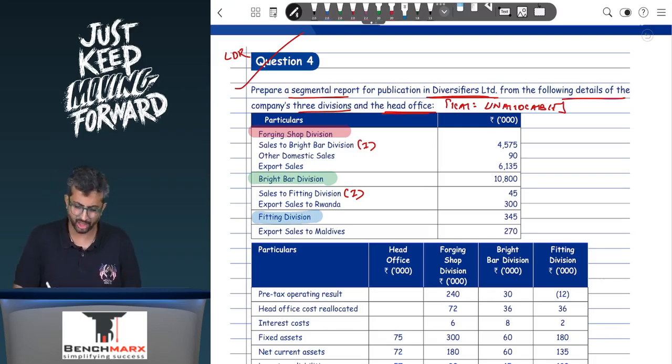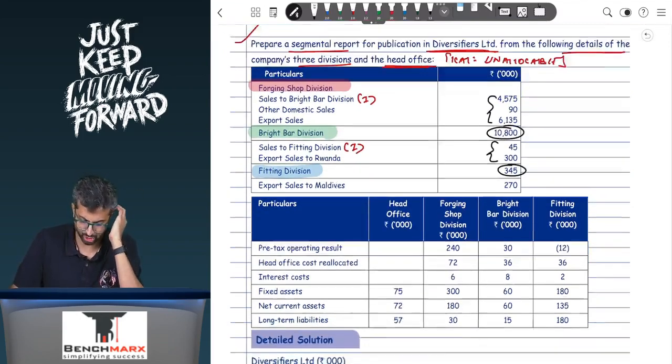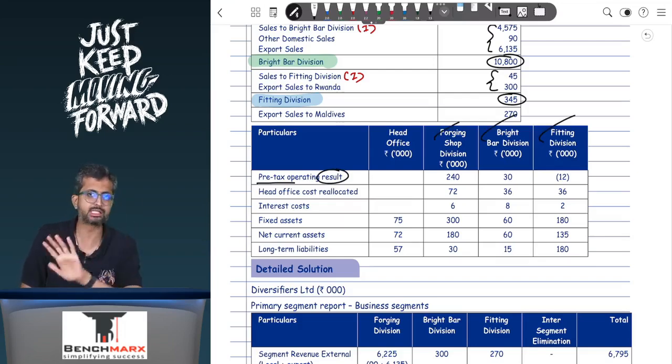So over here, you have 2 inter-segment sales. This entire data is regarding sales. This 10,800 is nothing but the total. It is written against bright bar, but it is a total over here. This 345 is actually a total over here. Okay. So if I want to prepare, these are my 3 business divisions. And if I look at the expenses, I see pre-tax operating results. This is like a segment result for forging shop, for bright bar and fitting division. So this is given division wise.